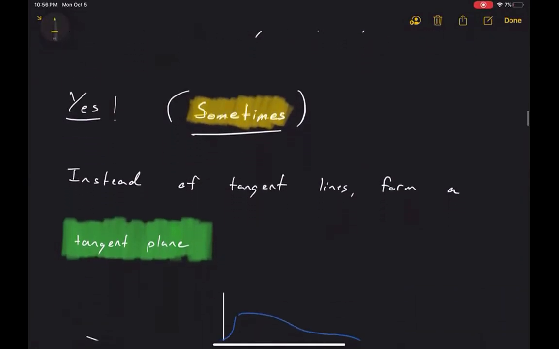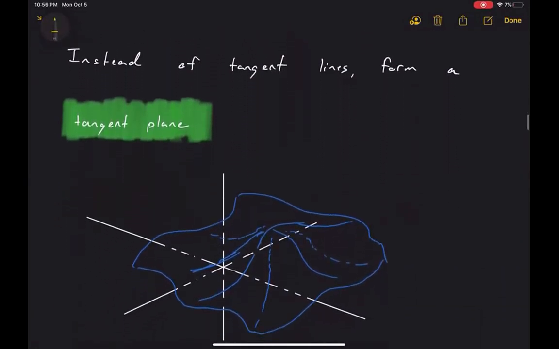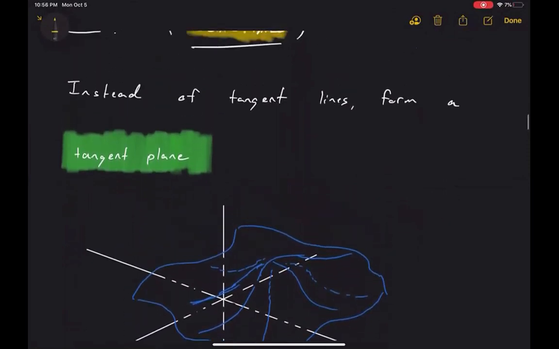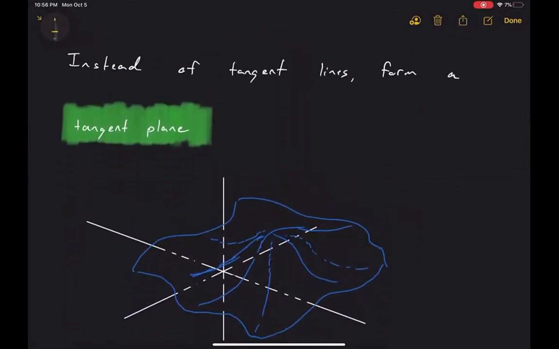And in R2, when I have a function from R2 to R, that tangent object I'm going to make is going to end up being a tangent plane. So in this case, I'm not going to have a tangent line. If a line is what I have for one dimension, what should I have for two dimensions?